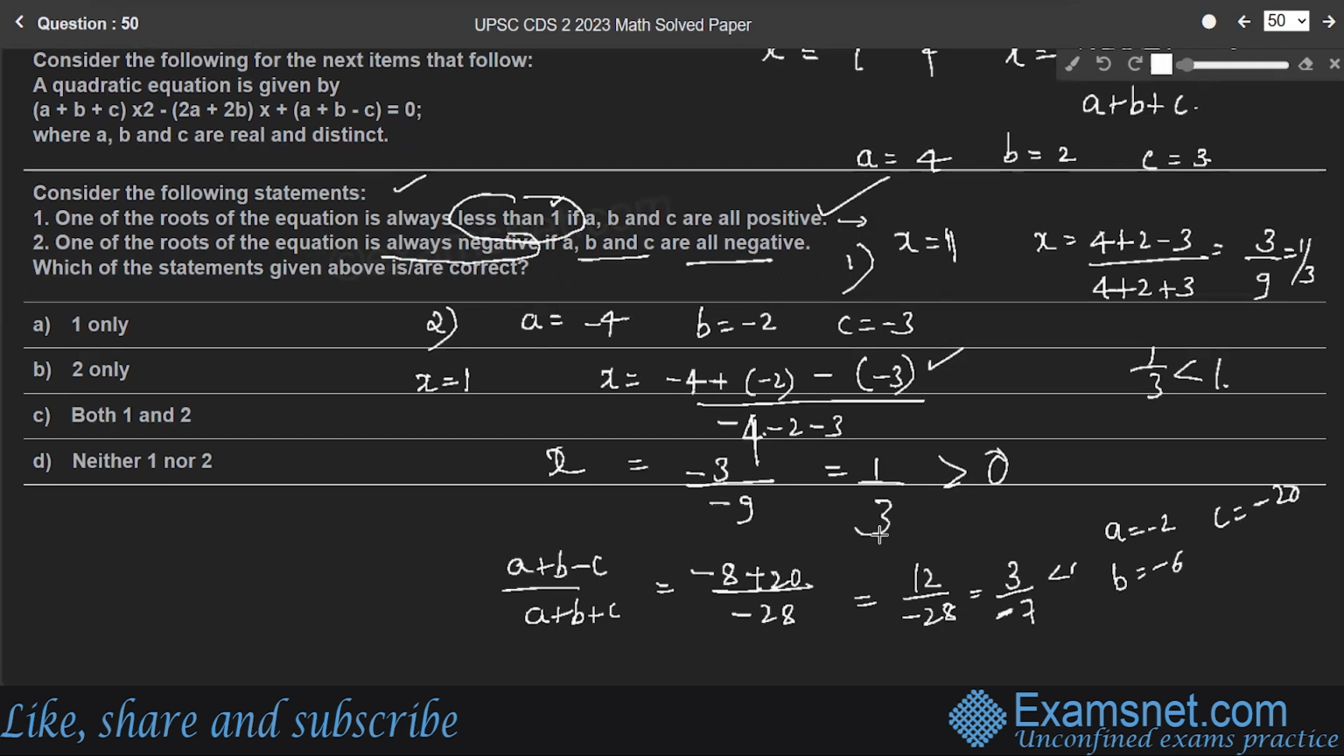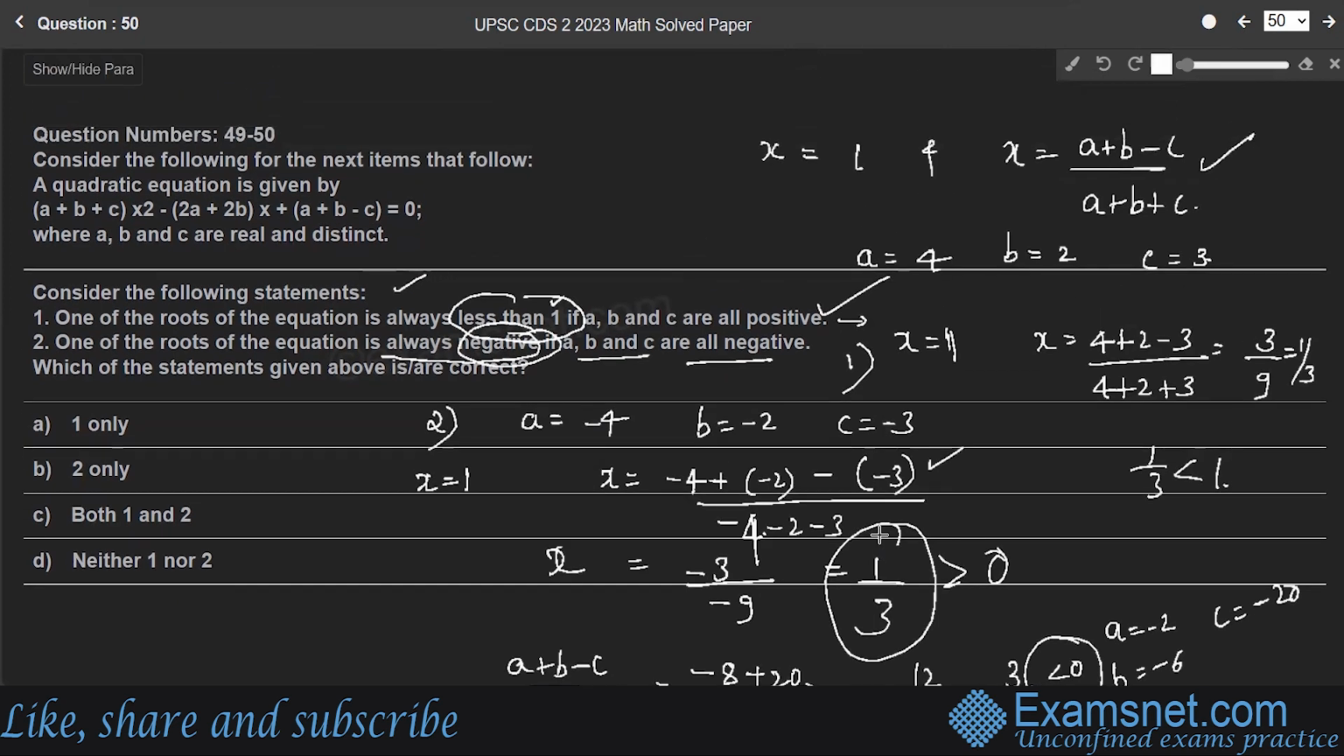Which is less than 0. Therefore, it is not always negative, not always positive. One of the roots of the equation is not always negative. Sometimes it is positive. It depends on the values of a, b, c. If all the values of a, b, c are negative, in some cases the root of the equation is negative, in some cases it is positive. Therefore, the second statement is false. So only the first statement is correct. Option A is the right answer.